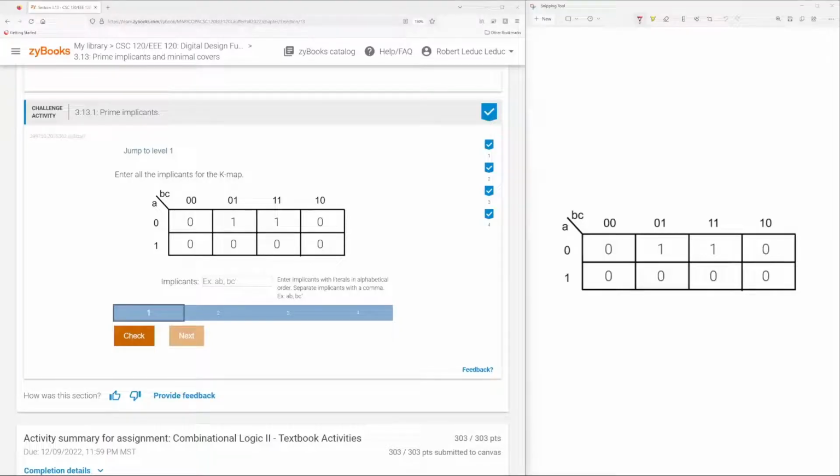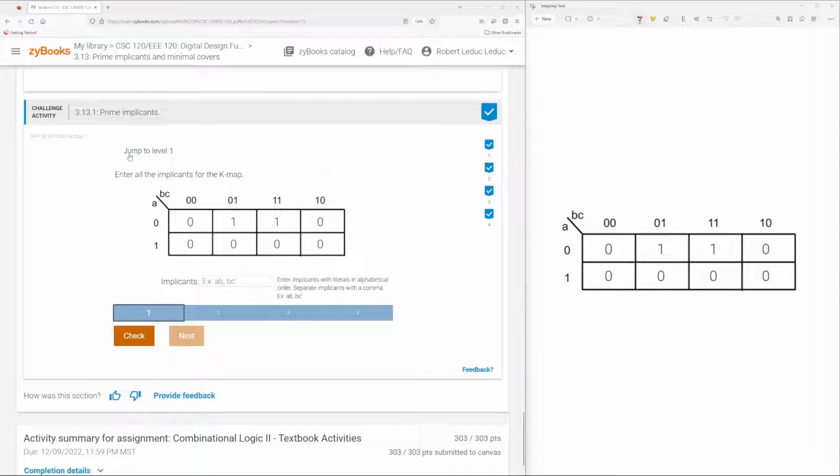This is Robert Leduc, and in this video I'm going to review challenge activity 3.13.1, which deals with identifying types of function implicants. For me, I think this section was a bit challenging because I had some trouble really understanding the difference between implicants, prime implicants, and essential prime implicants. But this challenge activity did help me to better understand not only these concepts, but was just really good practice for identifying each of these implicant types using a Karnaugh map.